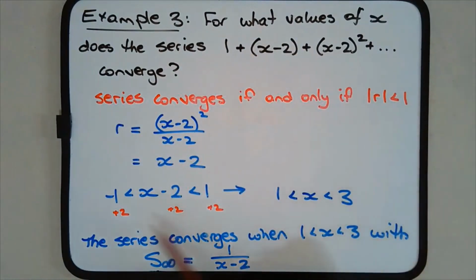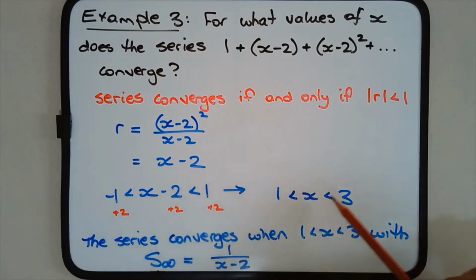Now we want x minus 2 to be between -1 and 1. So adding 2 to all three parts of this inequality, we get -1 plus 2 is less than x minus 2 plus 2 is less than 1 plus 2, which gives us x between 1 and 3. So the series converges when x is between 1 and 3, with the sum to infinity equal to 1 over x minus 2.